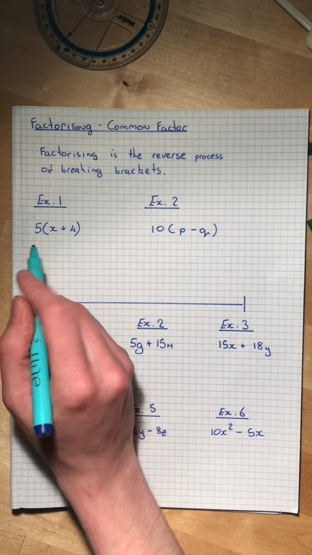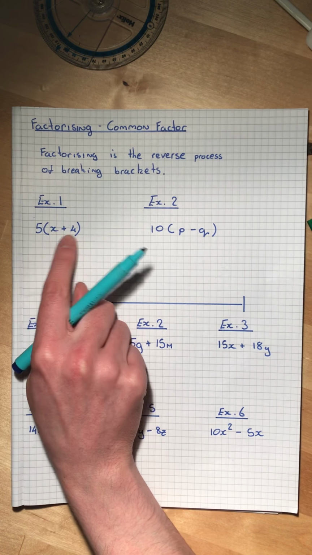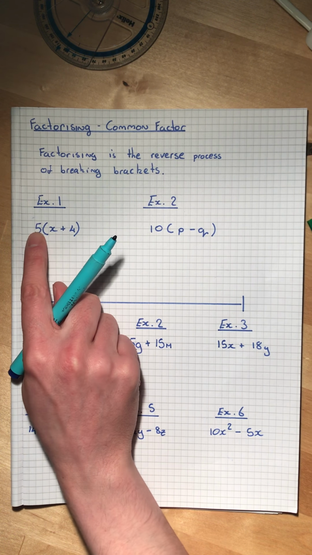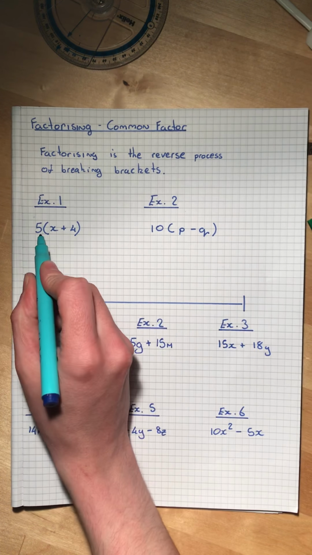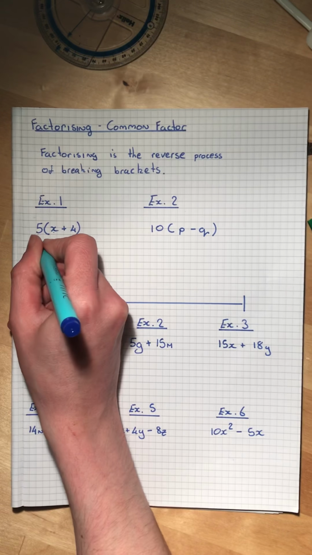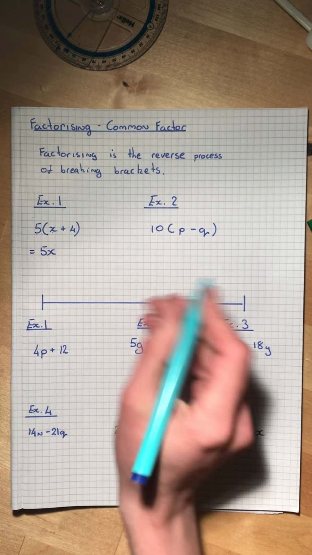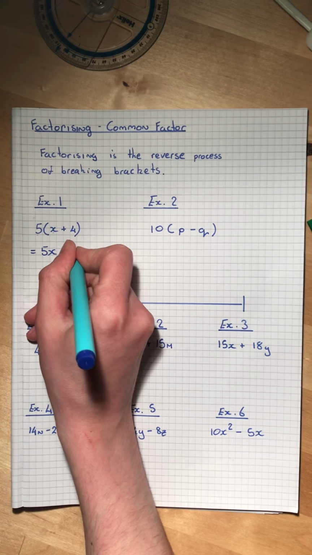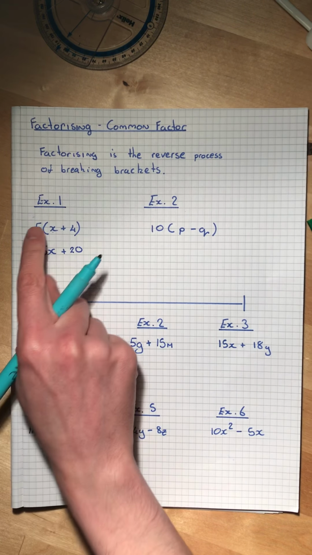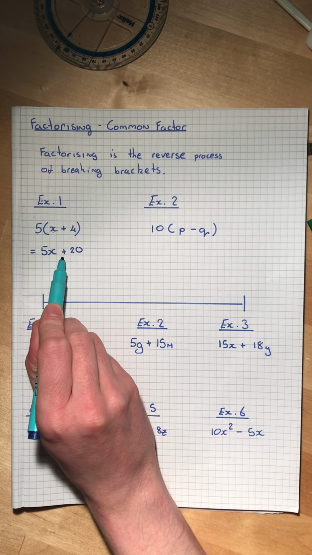You should remember now, when breaking brackets, we multiply what's inside the bracket by what is outside the bracket. So 5 times x is going to give us 5x, and 5 times positive 4 will give us positive 20. So 5 times x plus 4 gives us 5x plus 20.